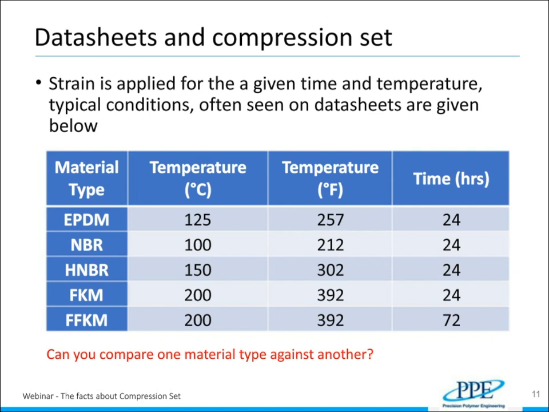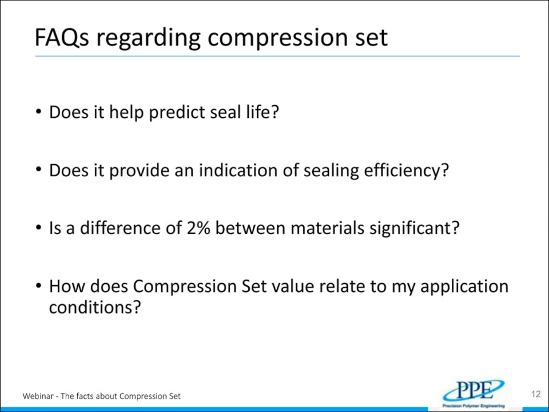To illustrate that point further, here are some questions that we should be considering about compression set, and hopefully at the end of this webinar you'll be able to answer some of these questions, or at least give them some real serious thought when selecting materials and when designing with elastomeric materials. Compression set: does it help me predict my seal life? Will it give me an indication of the sealing efficiency? What difference between compression set values is significant? And am I able to relate this to my actual application conditions?